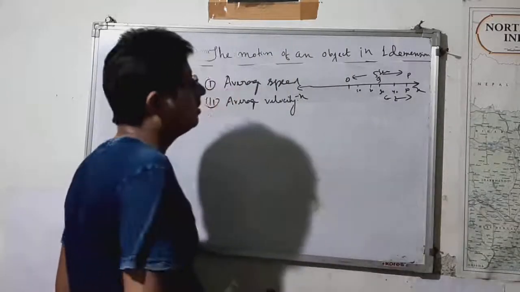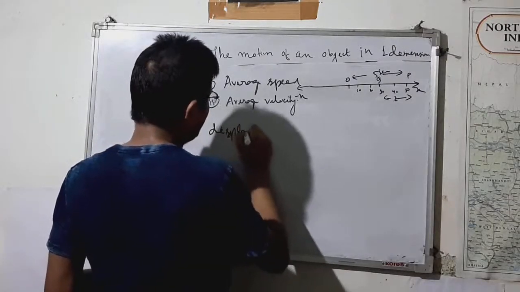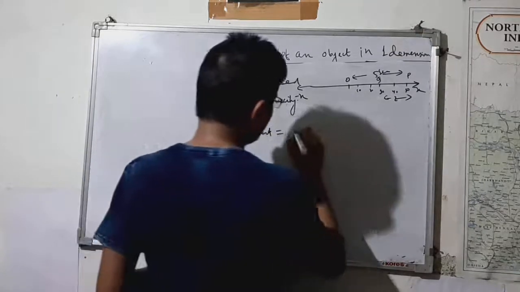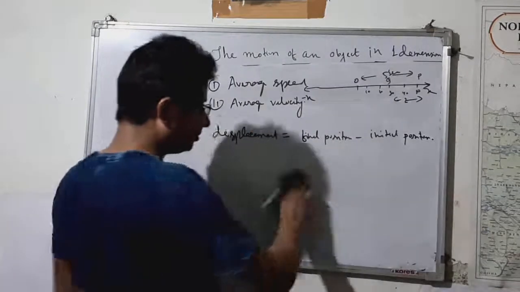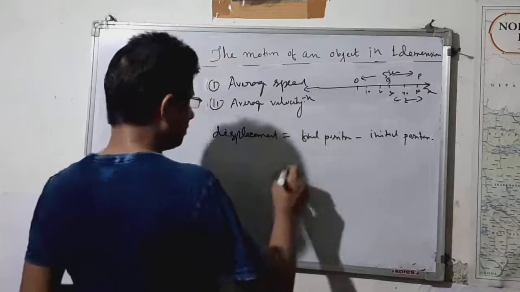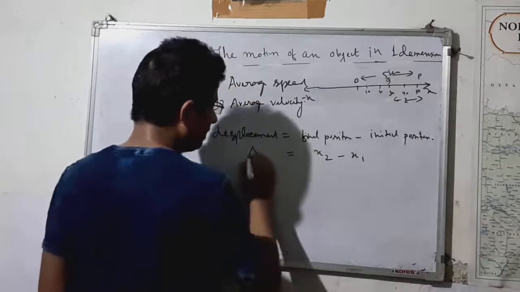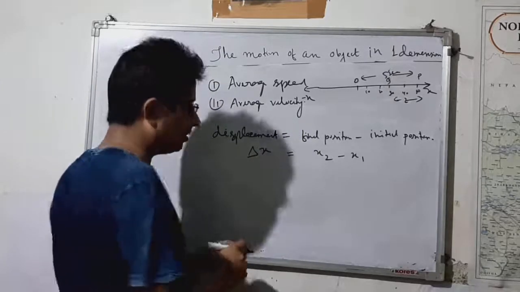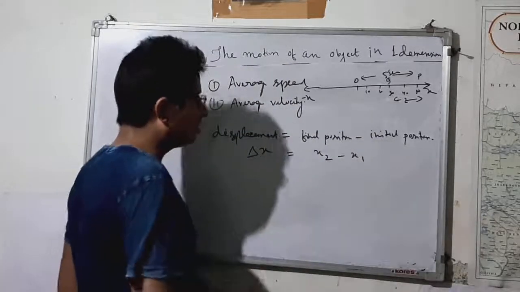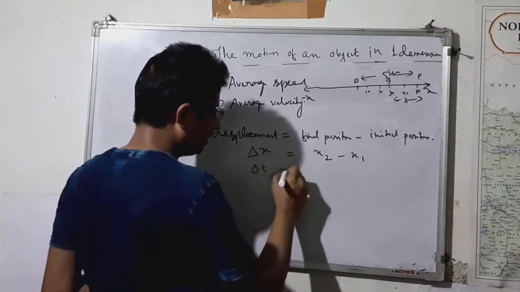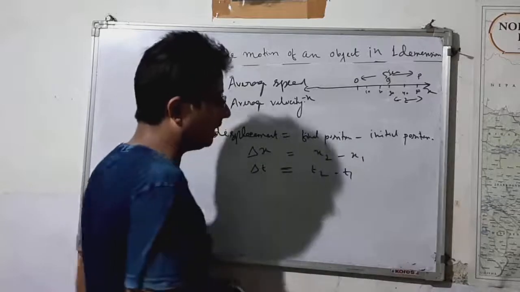Now we will understand the average velocity. If you remember the definition of displacement, it is the final position minus initial position. Let the final position be x2 and initial position be x1. We can denote this kind of difference by the Greek letter delta. So delta x gives the displacement, which is x2 minus x1. Now if we take the time interval, delta t is t2 minus t1. So time at position x2 is t2 and t1 is the time at x1.